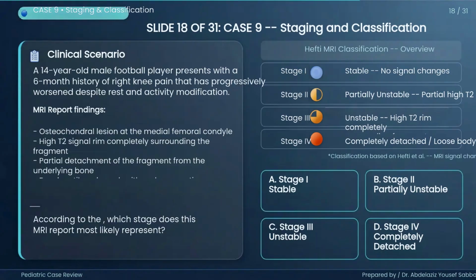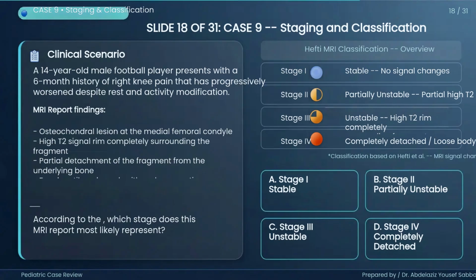Case 9. Staging and classification. A 14-year-old male football player presents with a 6-month history of right knee pain that has progressively worsened despite rest and activity modification. Magnetic resonance imaging report findings include an osteochondral lesion at the medial femoral condyle, high T2 signal rim completely surrounding the fragment, partial detachment of the fragment from the underlying bone, focal cartilage breach with early separation, and no free fragment identified within the joint space.